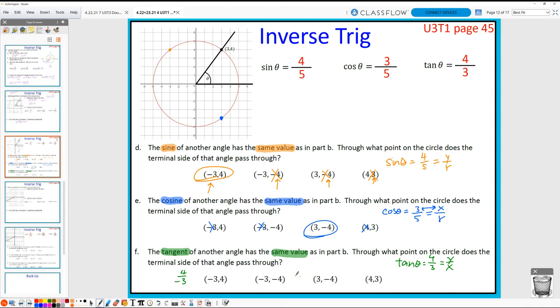This is a negative 4/3. This is a positive 4/3. Okay, so that can't be it. Negative 4 over negative 3 reduces to 4/3, so that might be it. Let me keep going and see what's up with the other ones. Negative 4 over 3 is negative 4/3. That also can't be it. Y over x is 3/4. That's not even the same number. So there is my answer.